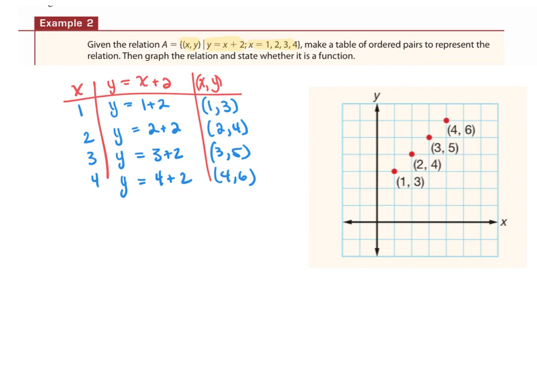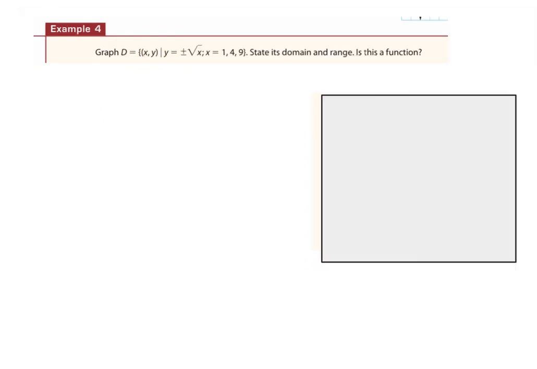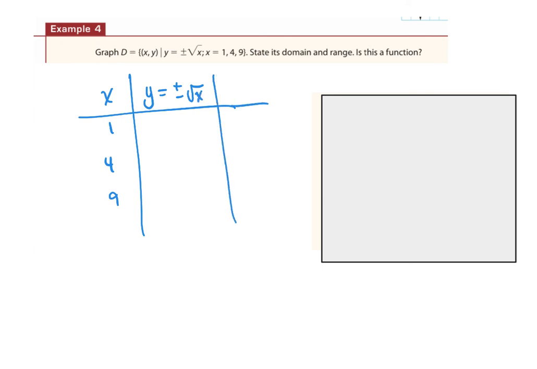All right, let's look at the next one. Example 4. We're actually jumping to example 4 here. Graph this. State its domain and range. Is this a function? They've given me the x's, which are 1, 4, and 9. They've given me what y equals. It wants positive and negative square root of x. And then what would my ordered pairs be?